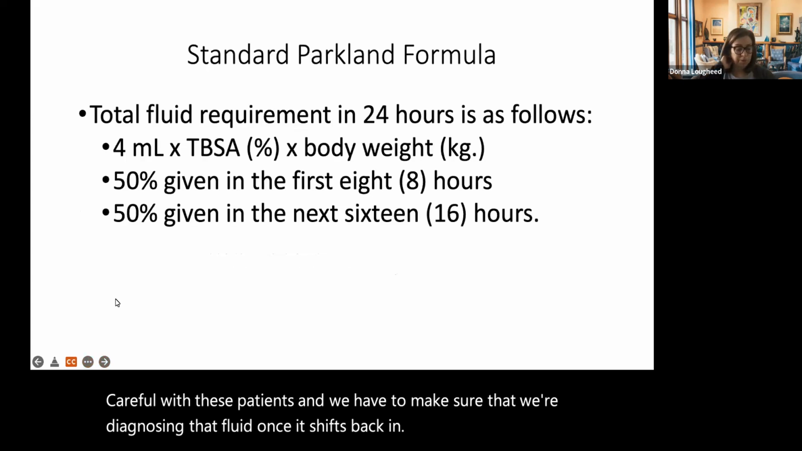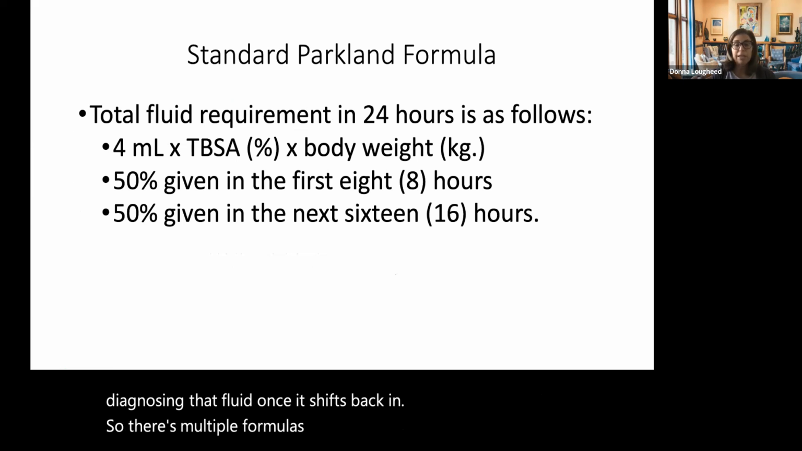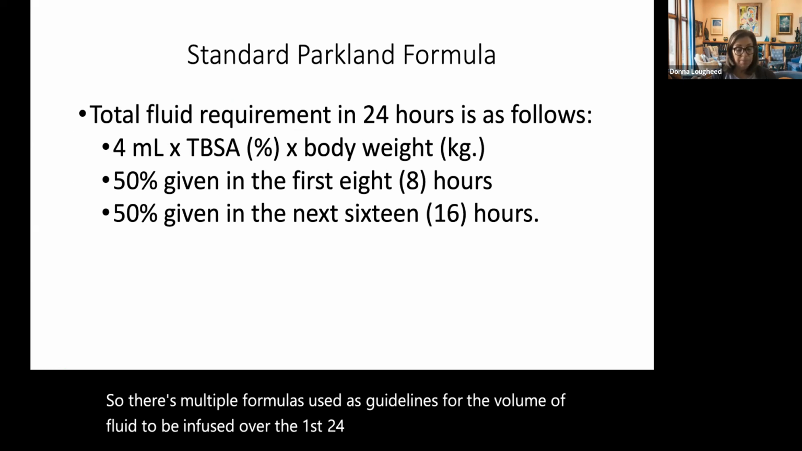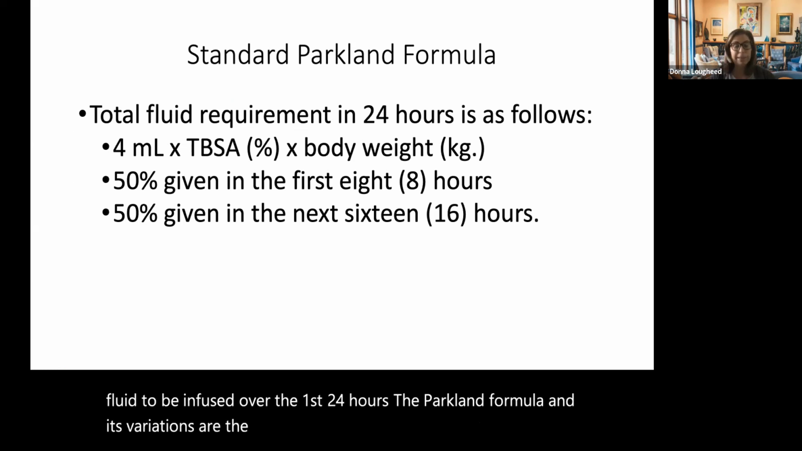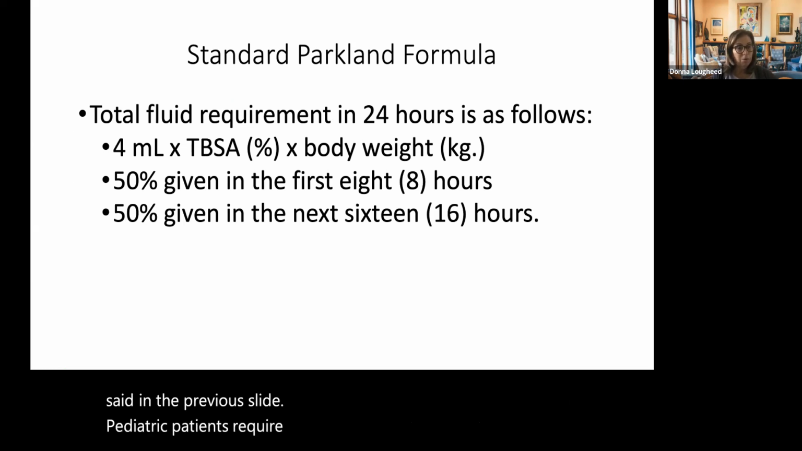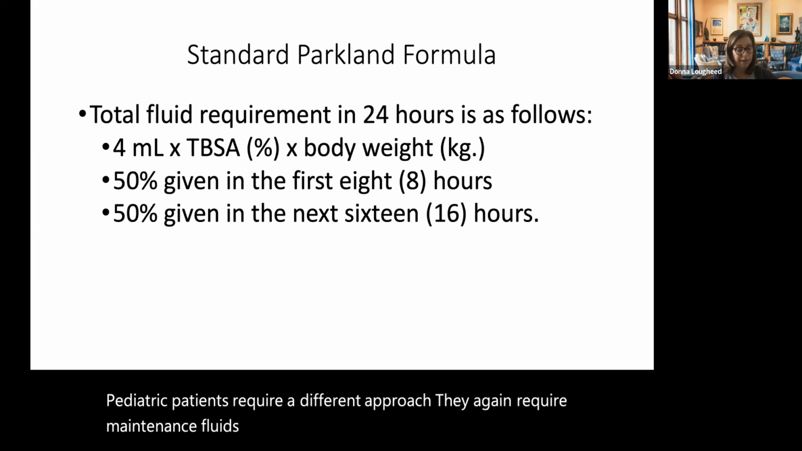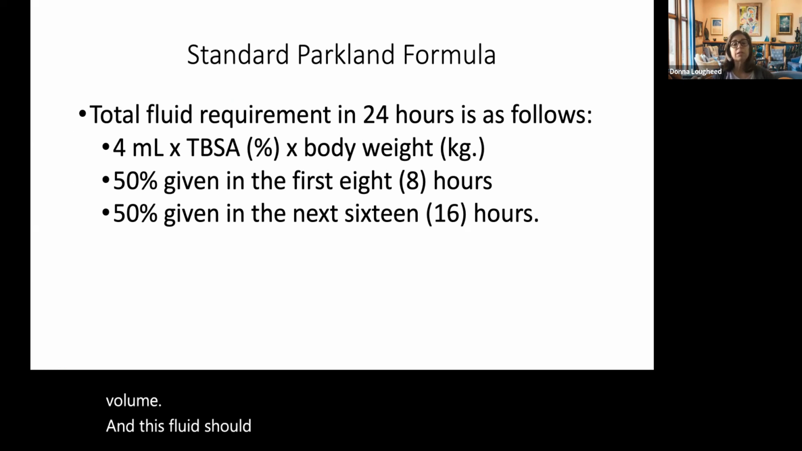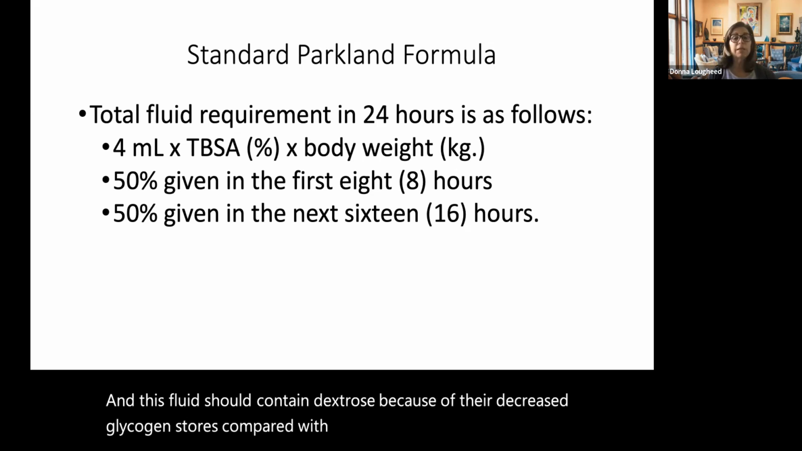So there are multiple formulas used as guidelines for the volume of fluid to be infused over the first 24 hours. The Parkland formula and its variations are the universal standards for adults. And as I said in the previous slide, pediatric patients require a different approach. They again require maintenance fluids in addition to the calculated fluid resuscitation volume. And this fluid should contain dextrose because of their decreased glycogen stores compared with adults. So let's take a look at this Parkland formula.